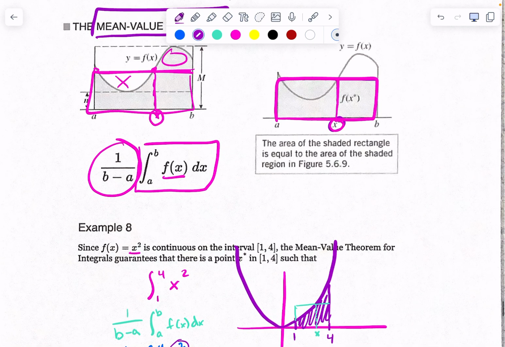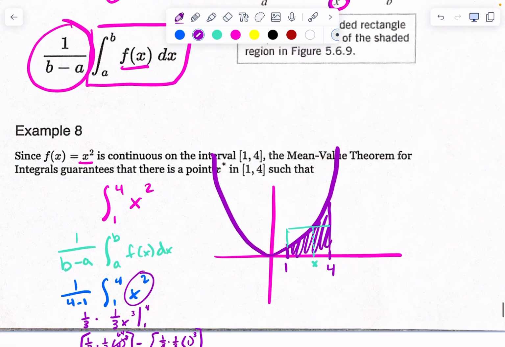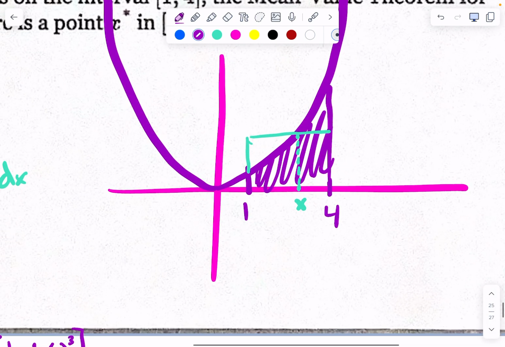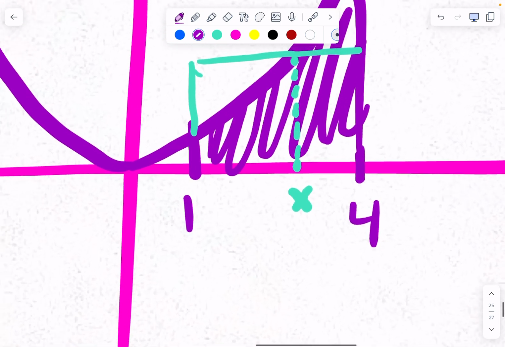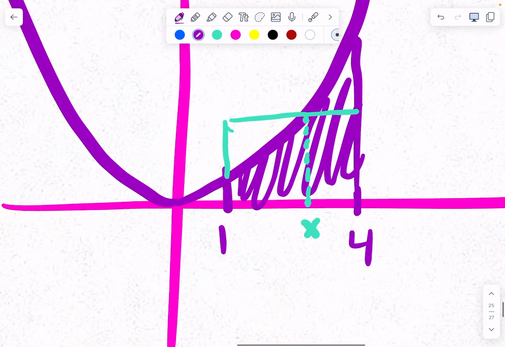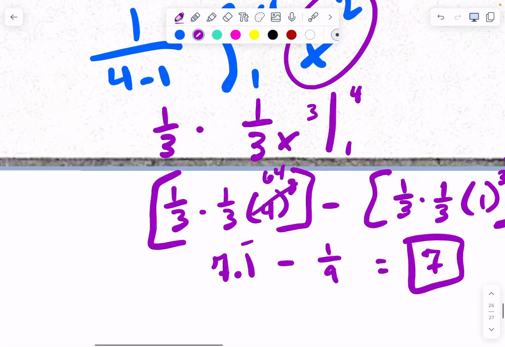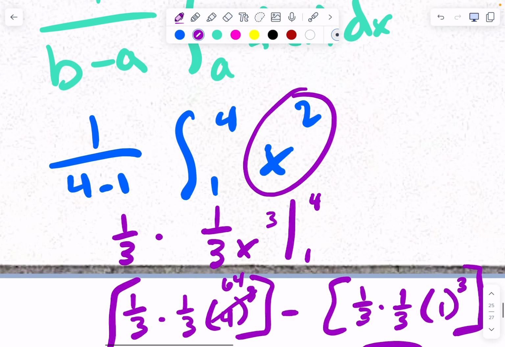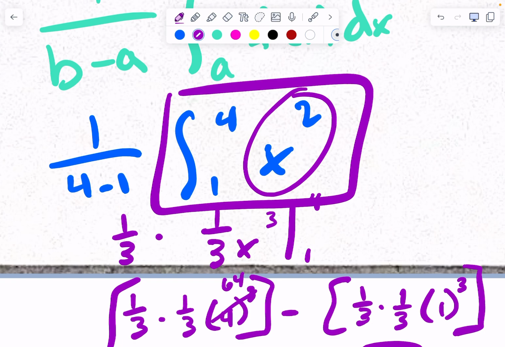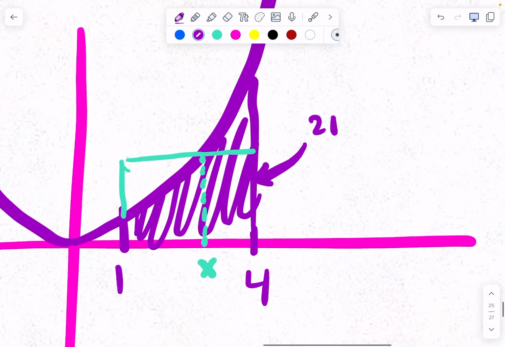Okay, now 7 is going to be, hold on. The area of the shaded rectangle is equal to the area of the shaded region. They are saying that the whole area underneath this curve would be 21, because we took a third of it. A third of this number gave me 7, yeah? So the area underneath that curve is 21, right?